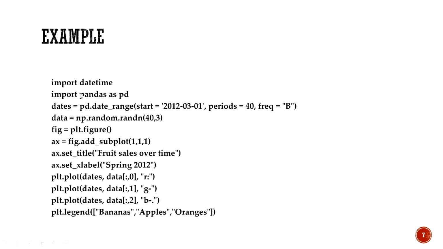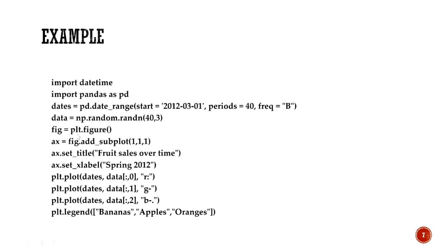So first we import libraries. Here we are using datetime and pandas. We use the date_range function. This is a starting date, and then periods 40, and frequency B, 40 business days. Then we generate data, 40 by 3. Now we can plot this graph just like before.